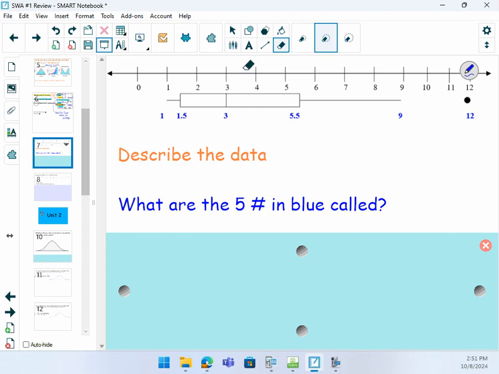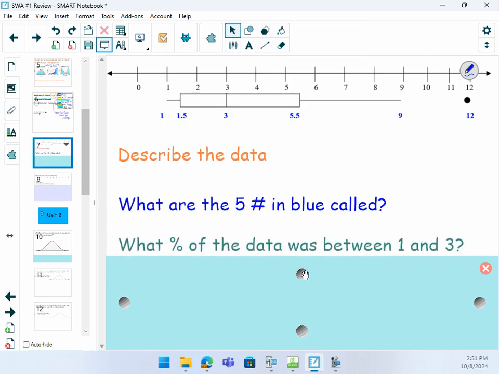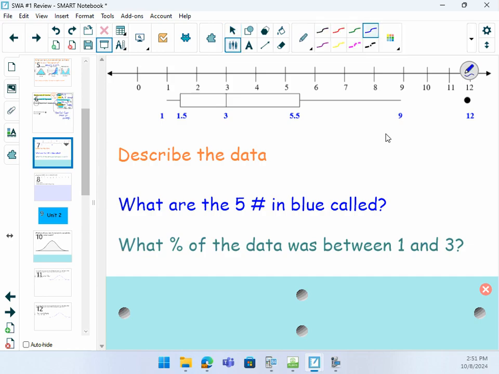Okay, another thing that we have, if you were looking at this, is what percent of the data is between 1 and 3. So again, a common question with box plots, from 1 to 3. Pause and see if you can figure that out.